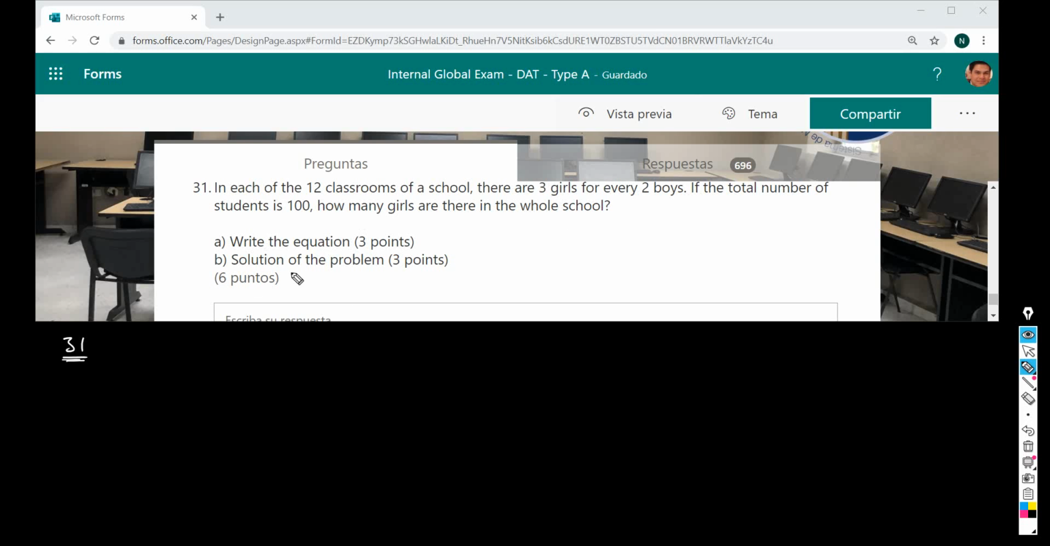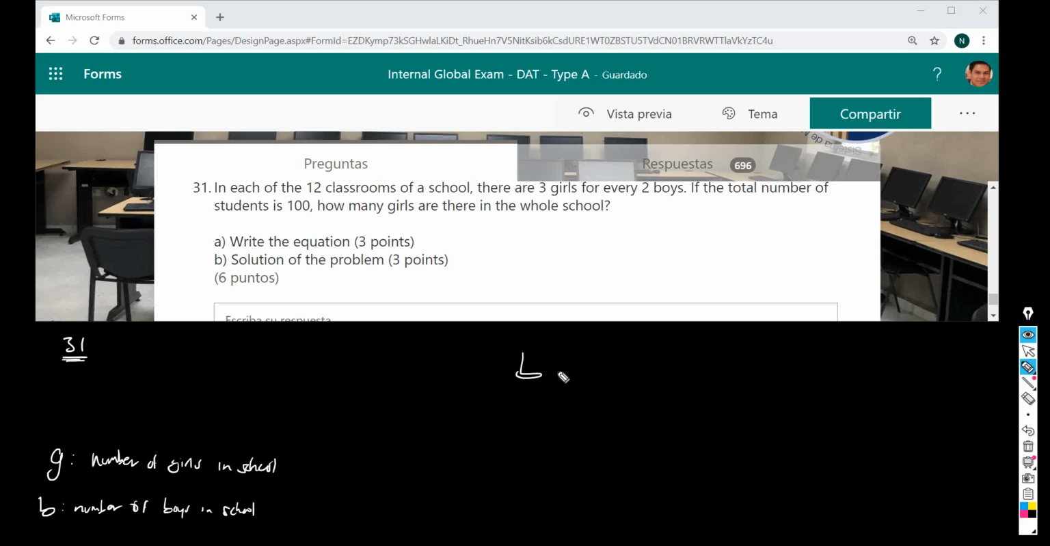The correct way to do this is the following. Represent by G the number of girls in the whole school, and by B the number of boys in the whole school. Very few people did this that I've been teaching you. You have to do it, guys. You cannot assume that I know.